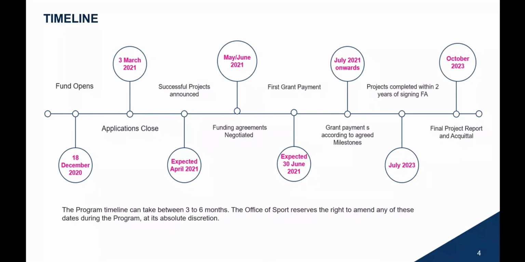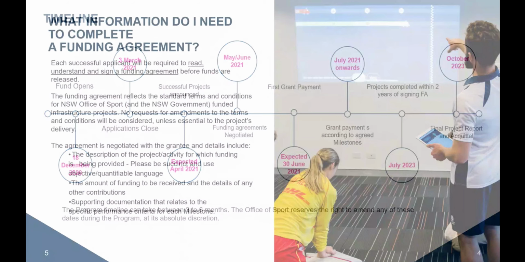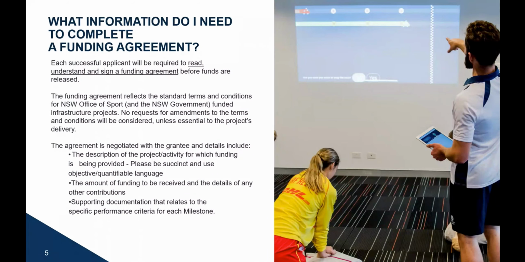All funding must be administered and acquitted within 2 years of funding agreements being signed. So the first 9 pages of your funding agreement contains all the project-specific information. So project details, milestone schedule, budget and reporting requirements. This is where you'll fill in your club's information and describe your project. The remainder of the funding agreement contains the standard terms and conditions that apply to your club and the Office of Sport for the use of funds in delivering your project.